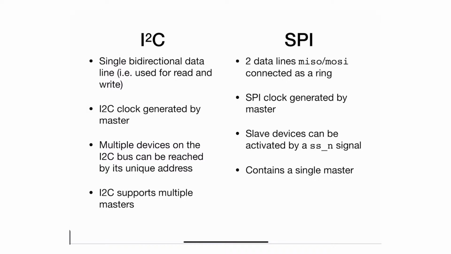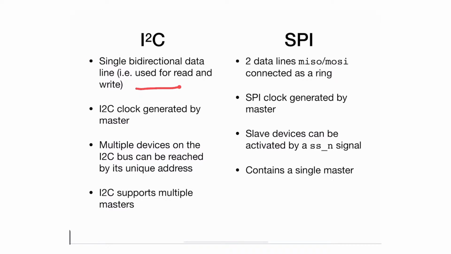I2C and SPI are among the most commonly used serial transfer protocols in embedded systems, so I want to spend a couple of minutes discussing their similarities and differences. So first, the I2C has a single bidirectional data line. So it currently has one line.